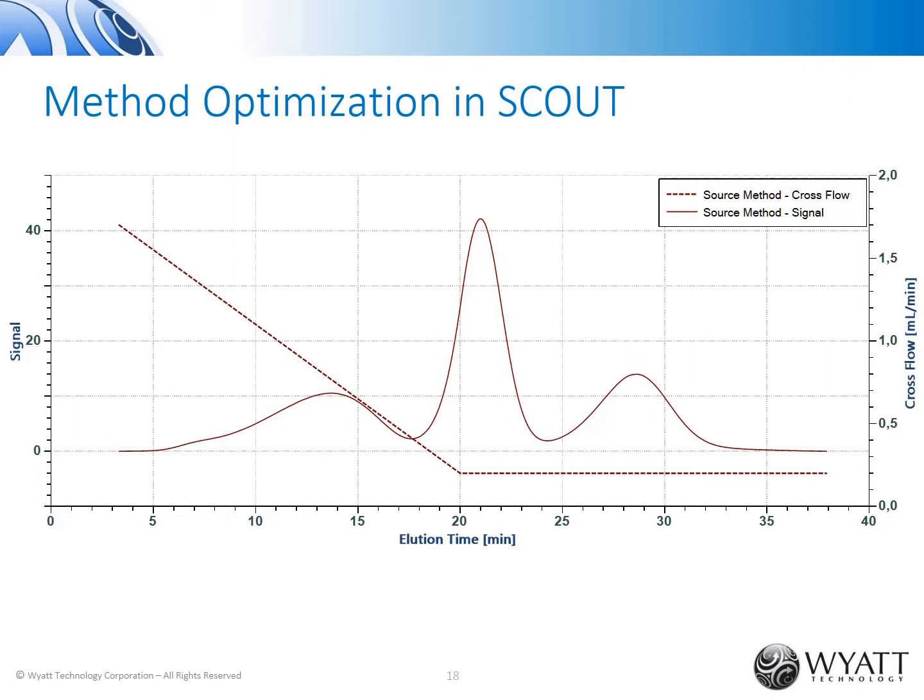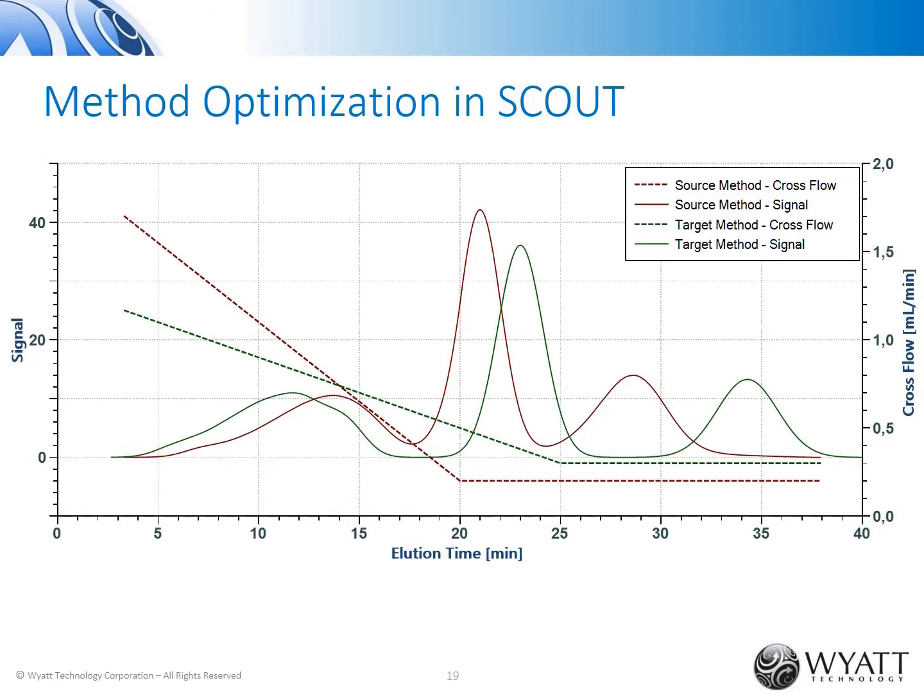This is what we see here. This is again our experiment. We see the crossflow gradient that we used to run this experiment. And now what we want to do, we want to increase the resolution between these two peaks. They're not fully baseline separated. So how can we do that?